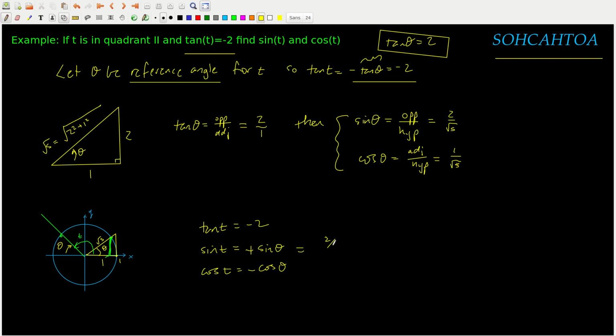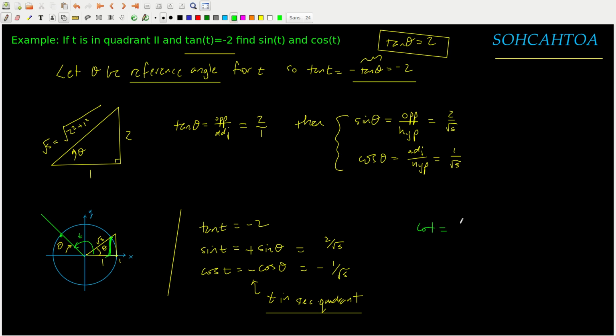So we can just write down the results for this based on our knowledge of where t is. But we used the reference angle theta. But the whole time t itself was in the second quadrant. So we're able to find here the sine and the cosine and the tan, and we could continue then to find all of the other trig functions.